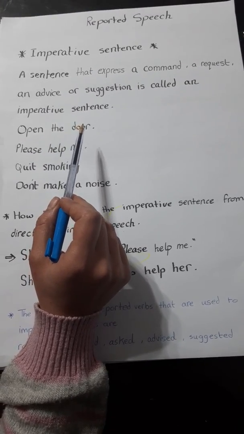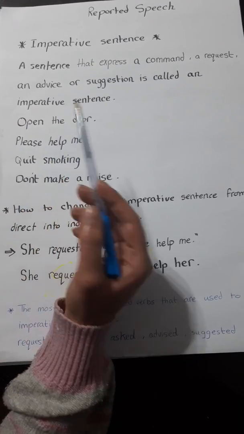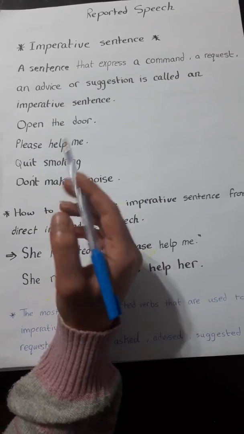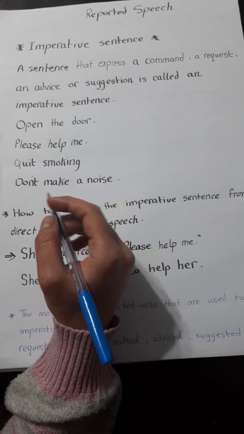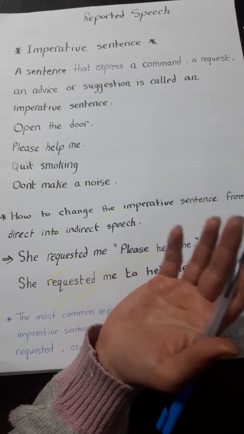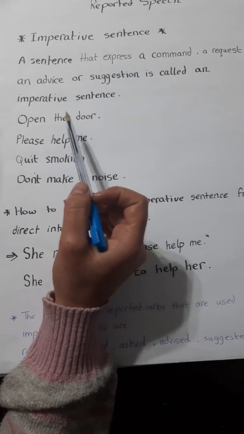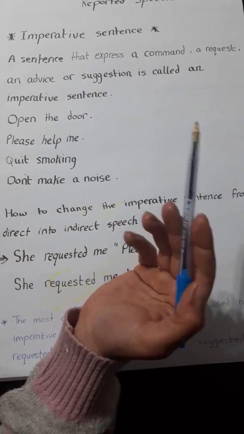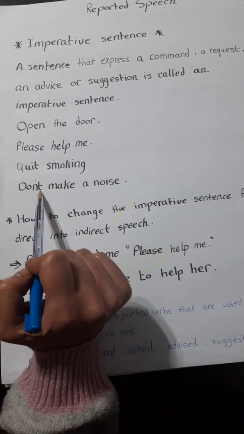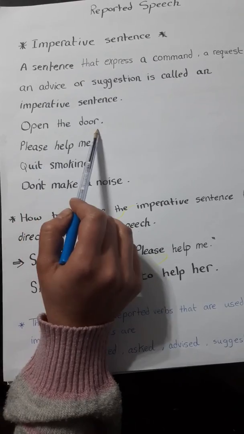Actually, in the imperative sentence, the subject is absent, because the subject maybe is in front of you, maybe he's listening to you, maybe you heard someone give an order to someone else. So it's like an order, an advice, a command, a request. So we don't have a subject in these sentences. This is called the imperative sentence.